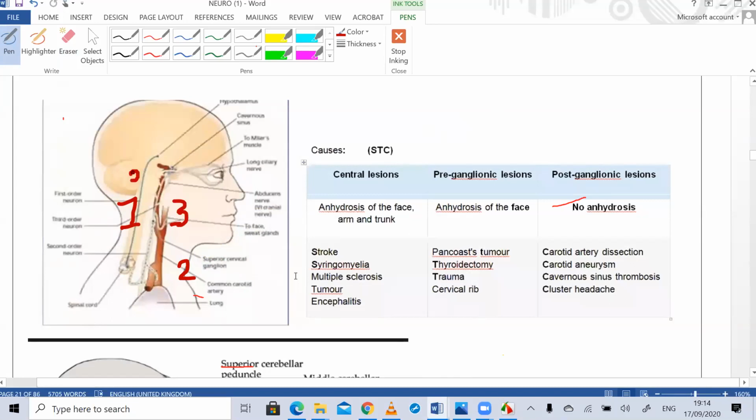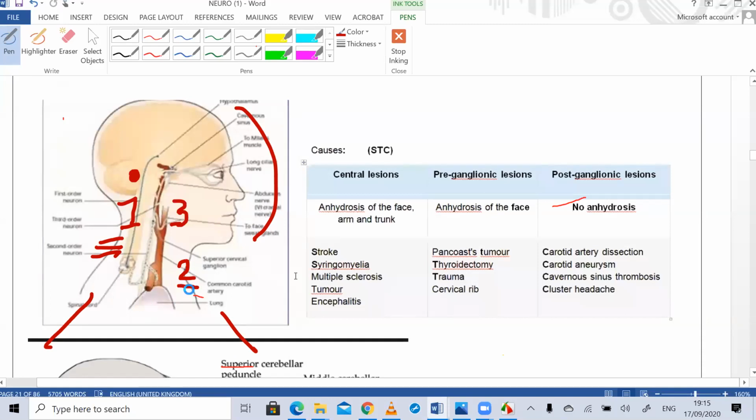So if you have a stroke in the cortex, it will affect the sympathetic chain before innervation of the face and the trunk. And so you will have loss of the sweating in the face and the trunk in first order neuron Horner syndrome.